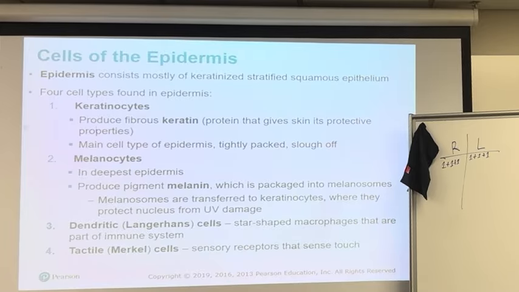Protection. If it is protection, how are they going to protect you if they don't have any dendritic cell? So how do they protect? How do dendritic cells actually protect? They are the star-shaped macrophages that are part of immune system.